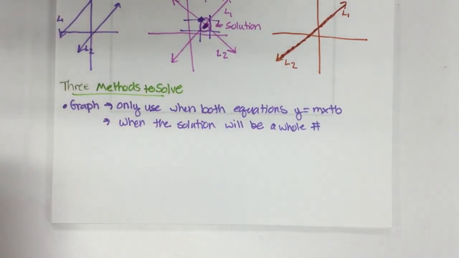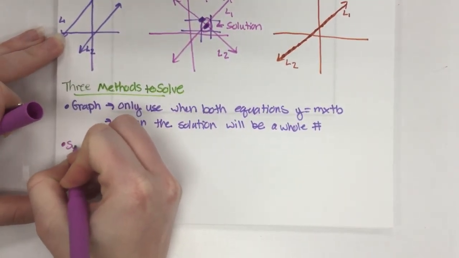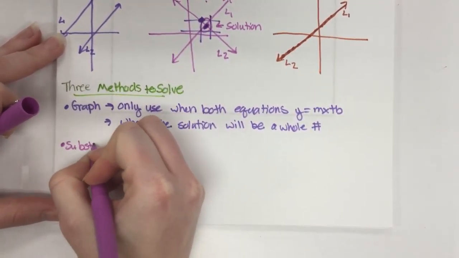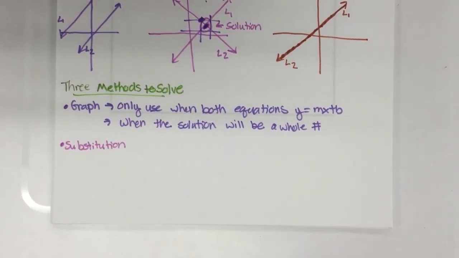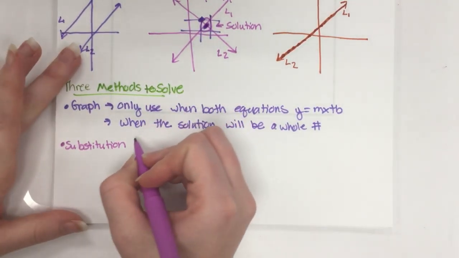All right, the next one is substitution. Now, this is my personal favorite one. And that's because my high school math teacher loves substitution, and so we did mainly substitution. In terms of what we're going to do today, this is the one we'll probably use the second least, okay?